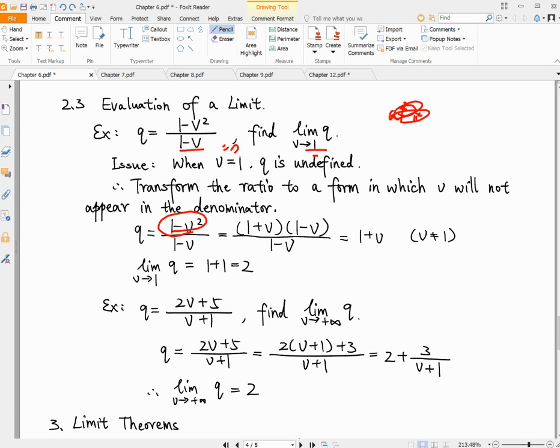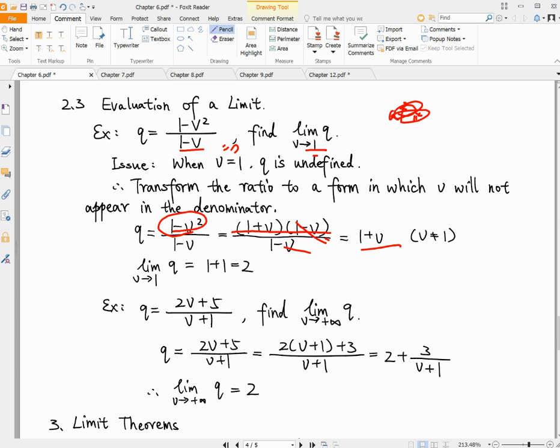Using that formula, again, a squared minus b squared equals a plus b times a minus b, we can divide the 1 minus v squared into 2 parts. Then we can cancel that, and we find that the q function is just 1 plus v. So now we can plug in v equals 1 to the function and find that the limit is actually 2.